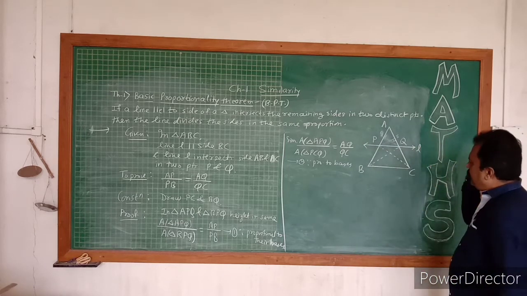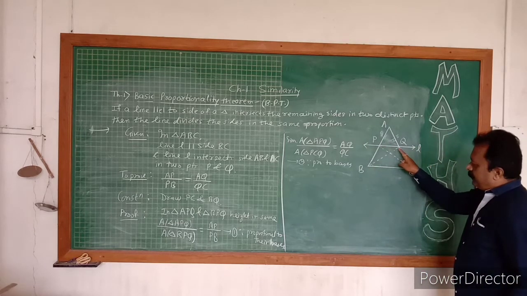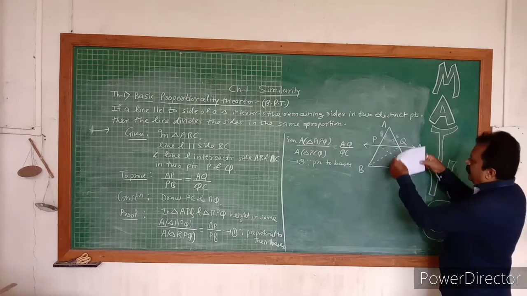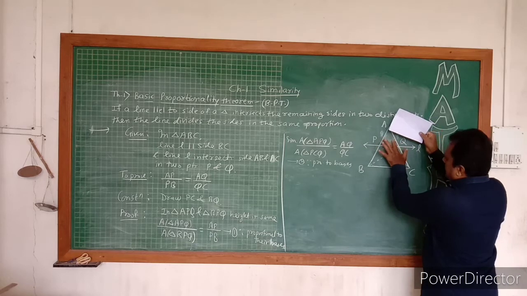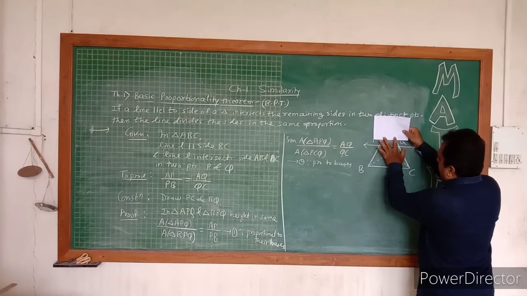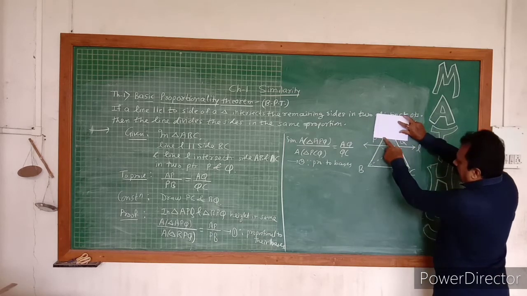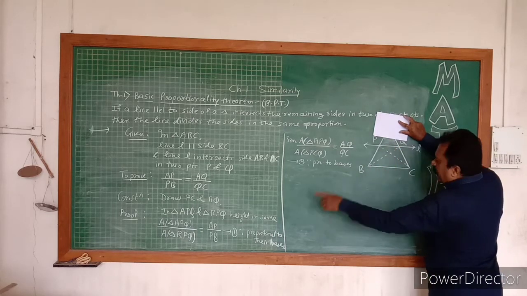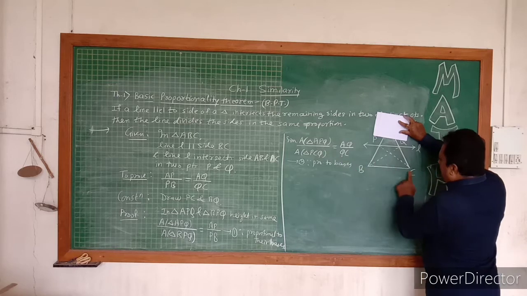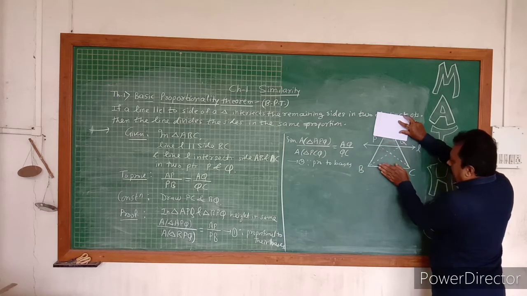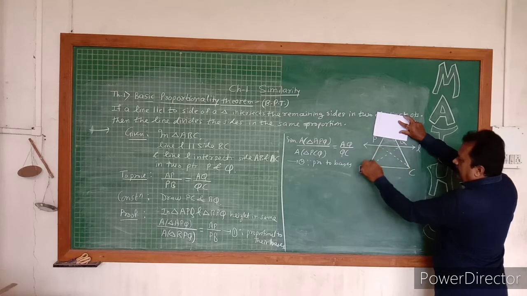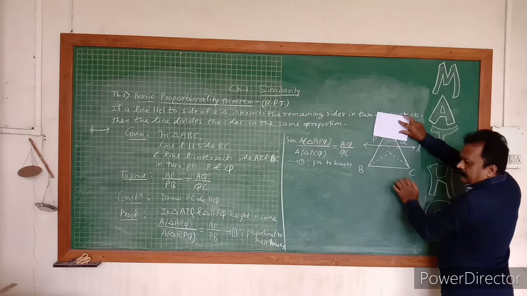Now, where is BPQ? Here is BPQ. And where is PCQ? Here is PCQ. So I will hide this and consider only this. BPQ here and PCQ here. This also I am hiding. You get these two triangles.